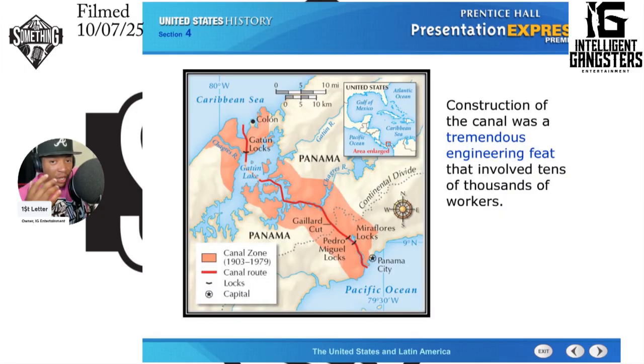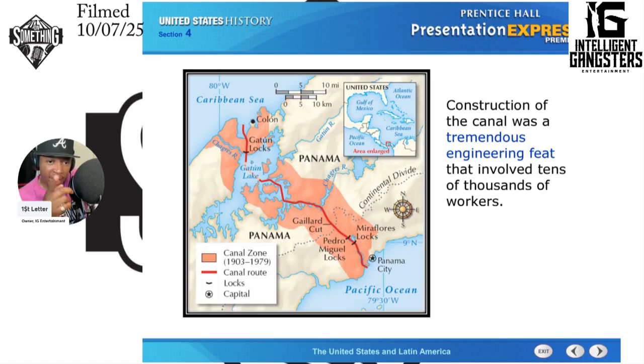It says construction of the canal was a tremendous engineering feat that involved tens of thousands of workers. A lot of folks died down there building this, especially from, I want to say it was malaria, carried by mosquitoes. Some mosquito-borne illness was killing a lot of motherfuckers down there. Don't quote me on what it actually was, but I just know mosquitoes were leading to a lot of people getting killed down there. And as a Mississippi man, I know something about these goddamn mosquitoes. The mosquitoes a bitch, boy.